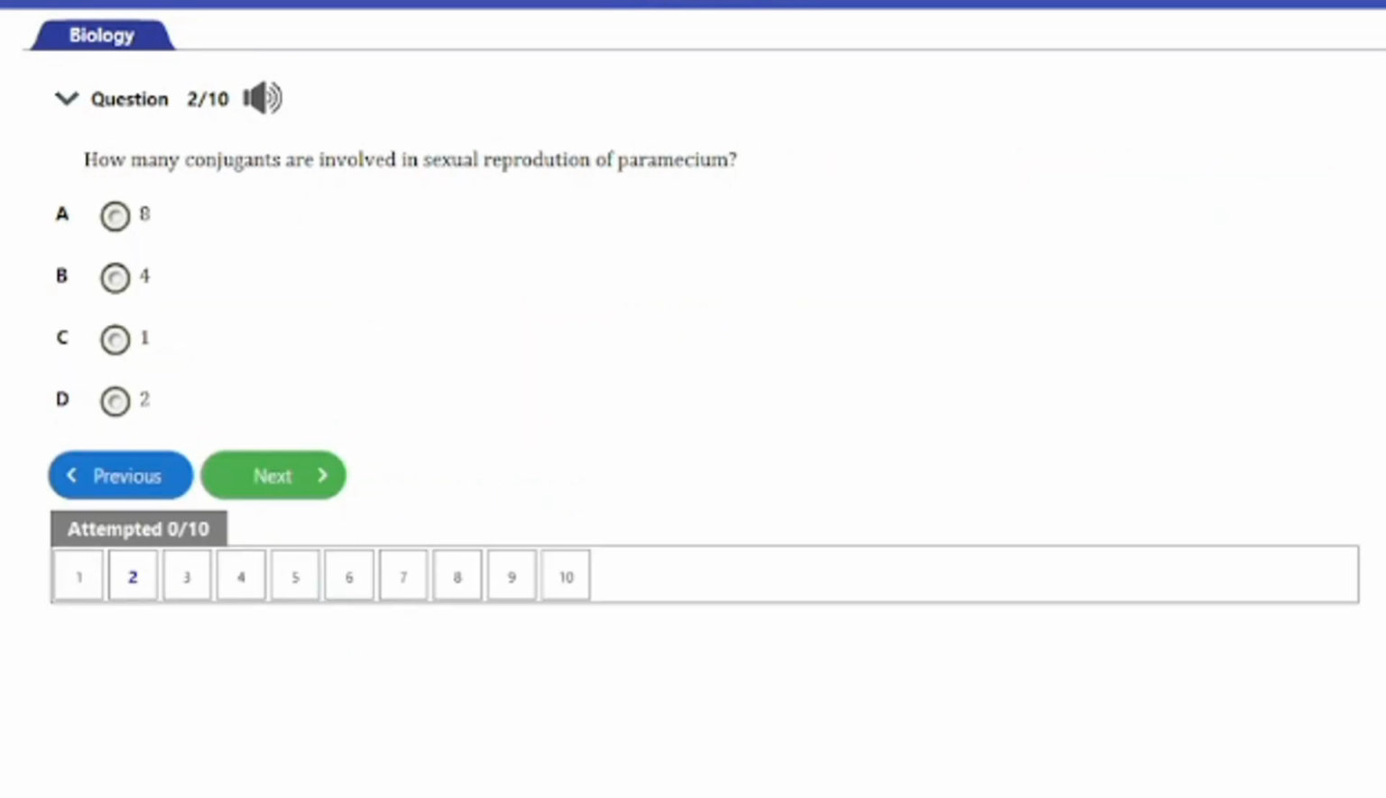And that's question number 2 here. It says, how many conjugates are involved in sexual reproduction in paramecium? We have A, 8, B, 4, C, 1, D, 2. So guys, the answer to this question is option D, and that's 2. So let's go ahead and consider the next question.